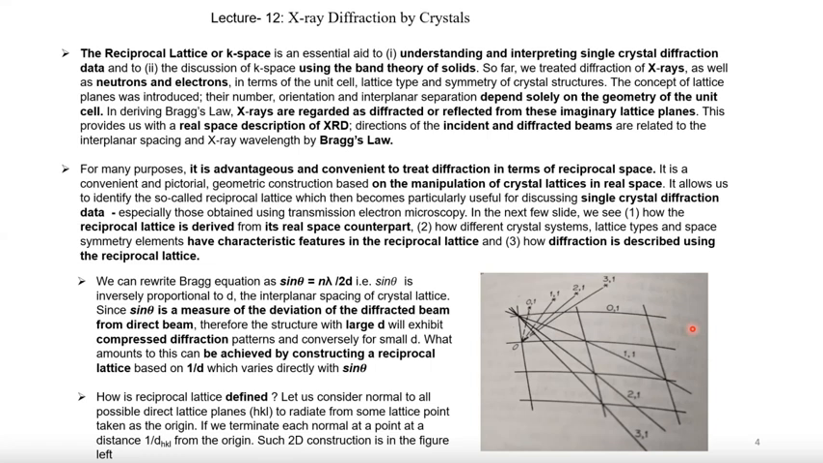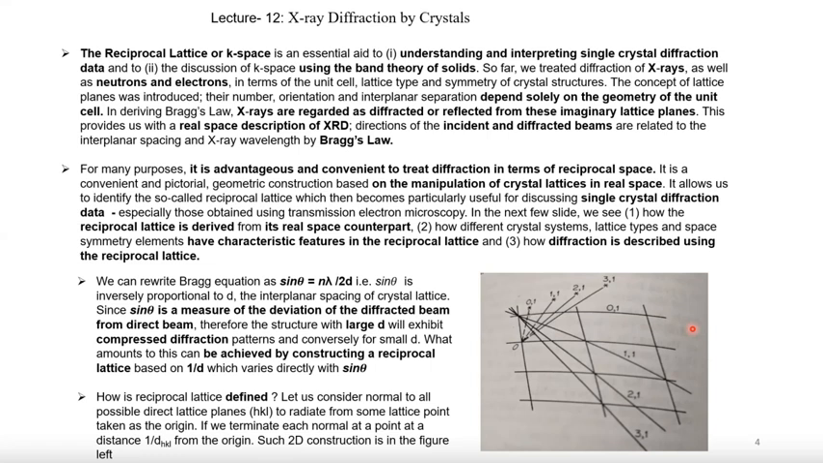Okay, this is the first point. To understand and interpret single crystal data, we use the reciprocal lattice. We'll come later to what the reciprocal lattice is and how we construct it. Another thing is that the reciprocal lattice is used in the band theory of solids. These are the two main uses of the reciprocal lattice. Therefore, in crystallography and in materials science, it is a very useful term that we have to understand.